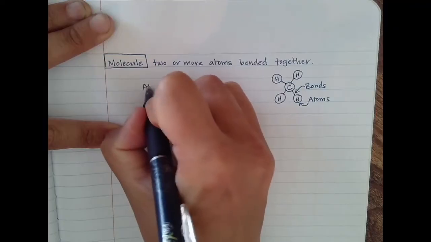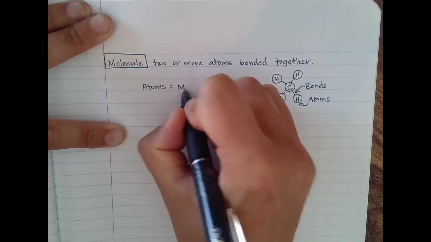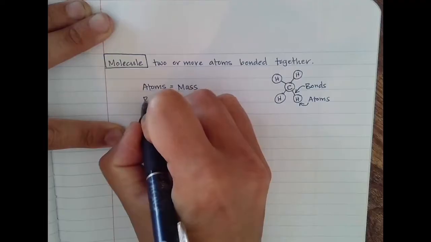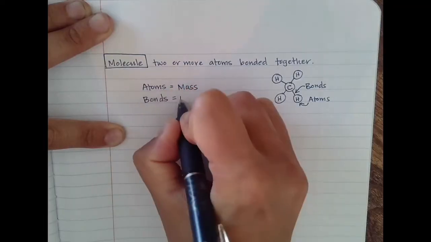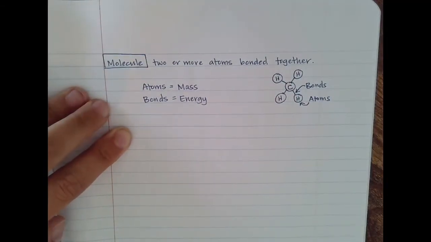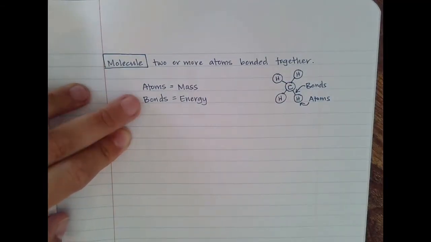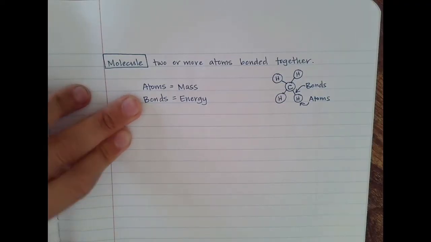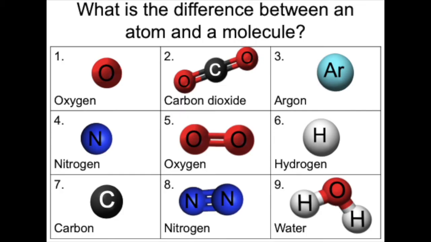The atoms, that's the mass. And the bonds, that's going to be energy. So atoms have mass, but when you bond them together, bonds have energy. So molecules are made up of atoms and bonds, so they're made up of mass and energy. In this class, you are going to need to know the difference between an atom and a molecule. So please use your definitions for atom and molecule now in order to determine if these 9 things are atoms or molecules.